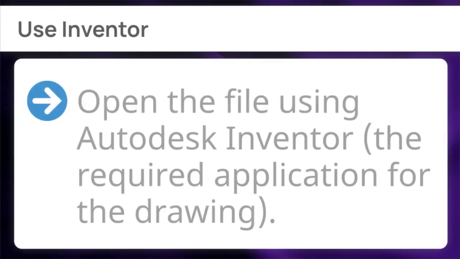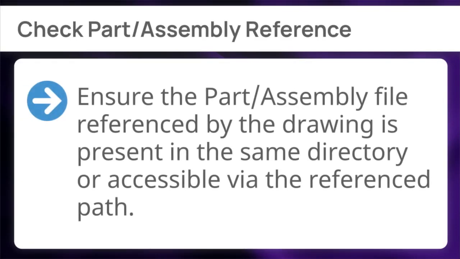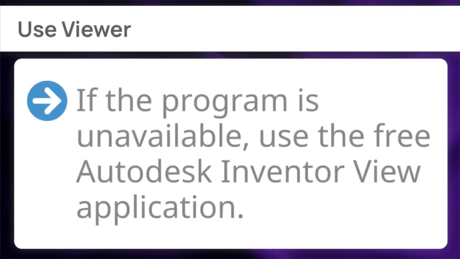First, use Inventor. Open the file using Autodesk Inventor, the required application for the drawing. Next, check part assembly reference. Ensure the part.assembly file referenced by the drawing is present in the same directory or accessible via the reference path. Finally, use Viewer. If the program is unavailable, use the free Autodesk Inventor View application.